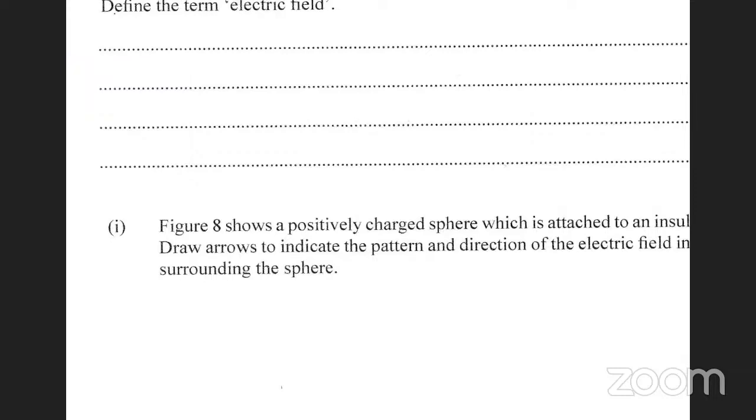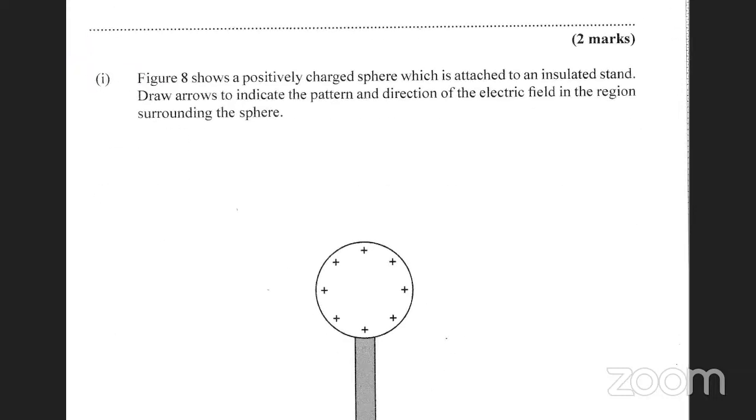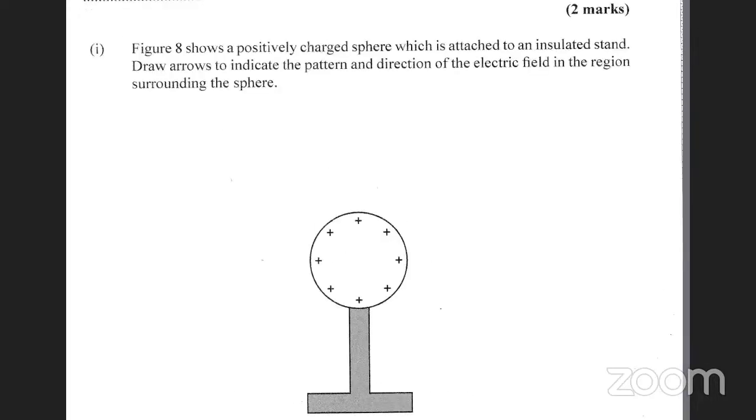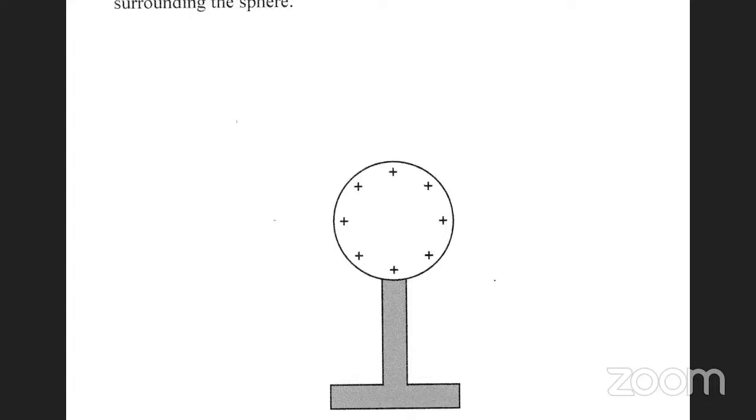Okay, next. Diagram 8 shows a positively charged sphere, which is attached to a metal insulated stand. Draw arrows to show the pattern and direction of the electric field in the region around the sphere. So if you have a positive charge, electric fields move where? Away. Just try and draw them nice and uniform, right? Because it's a nice circle sphere. Draw the electric fields moving away.